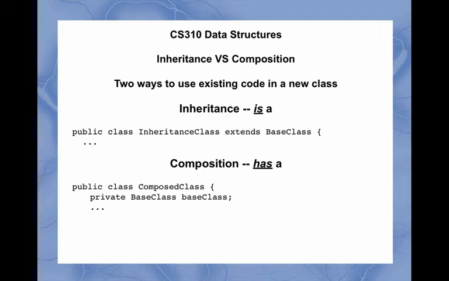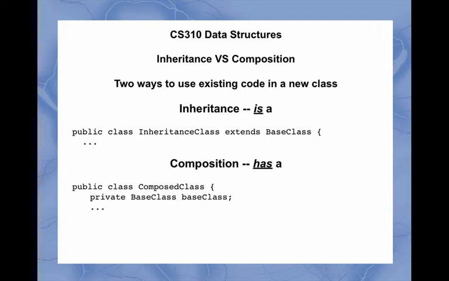Finally, I want to call attention to something else, something slightly off topic here. Inheritance versus composition. There are two ways to use existing code in a new class: inheritance and composition. Inheritance, which we've been talking about, should always reflect an is-a relationship. So, for instance, faculty is a person, professor is a person, student is a person.